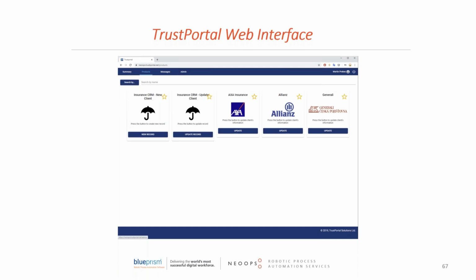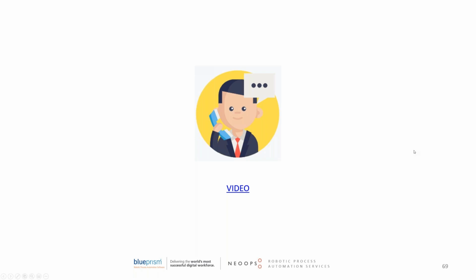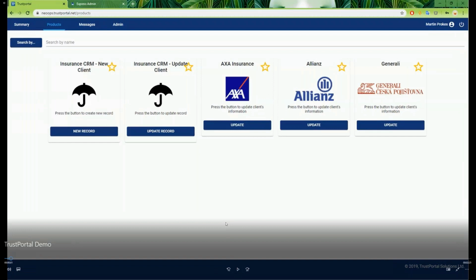In the video, you will see creation of a new record in real time when operator talks to customer. In the process, there is involved also web-based CRM application called Emerald and Excel database where data about all clients from all insurance companies are stored. Now let's see how the human and robot cooperation looks in reality. The customer is calling, operator picks up the phone and asks customer for details about his request.